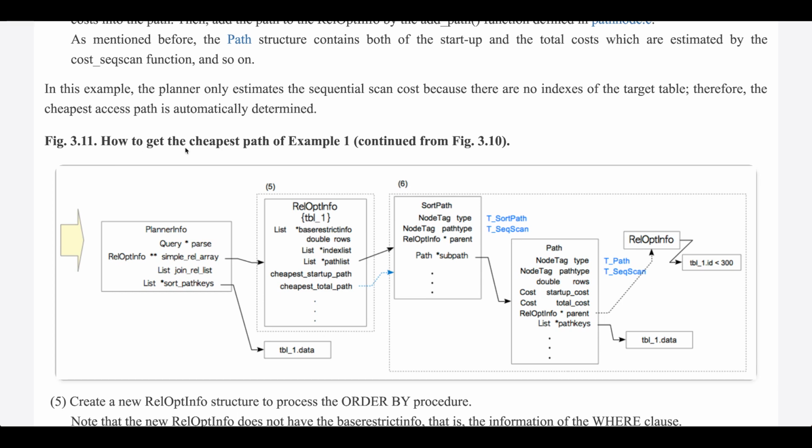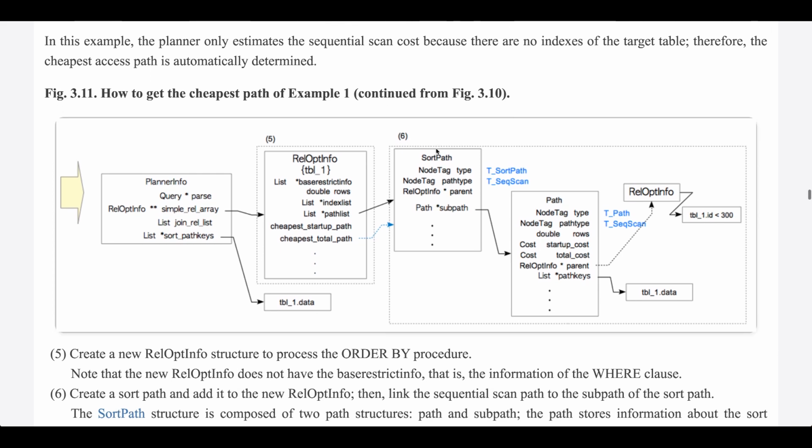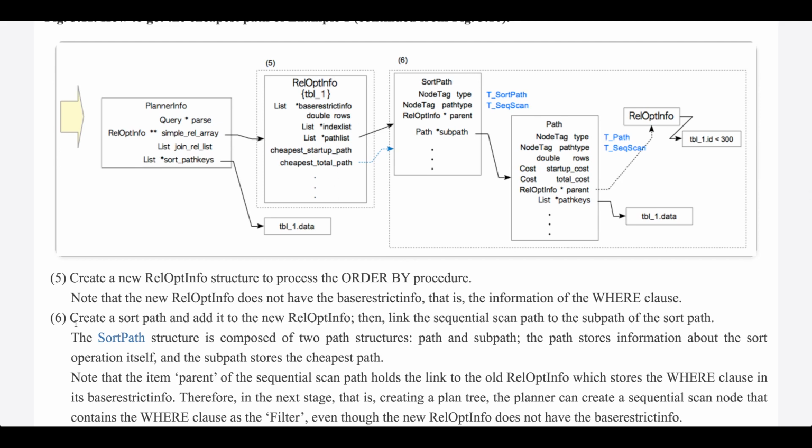Figure 3.11. How to get the cheapest path of Example 1. 5. Create a new RelOptInfo structure to process the order by procedure. Note that the new RelOptInfo does not have the baserestrictinfo, that is, the information of the where clause. Create a sort path and add it to the new RelOptInfo. Then link the sequential scan path to the subpath of the sort path.